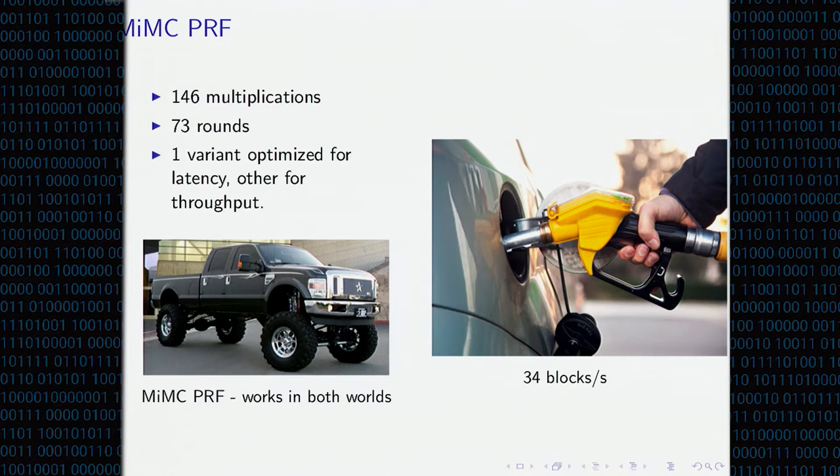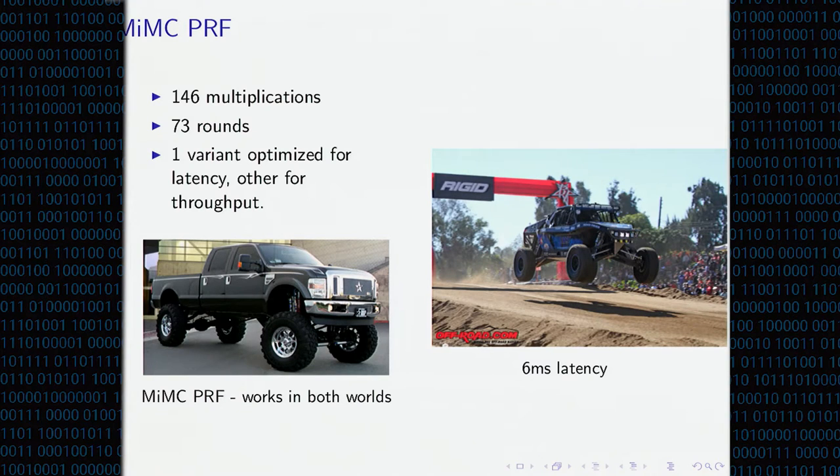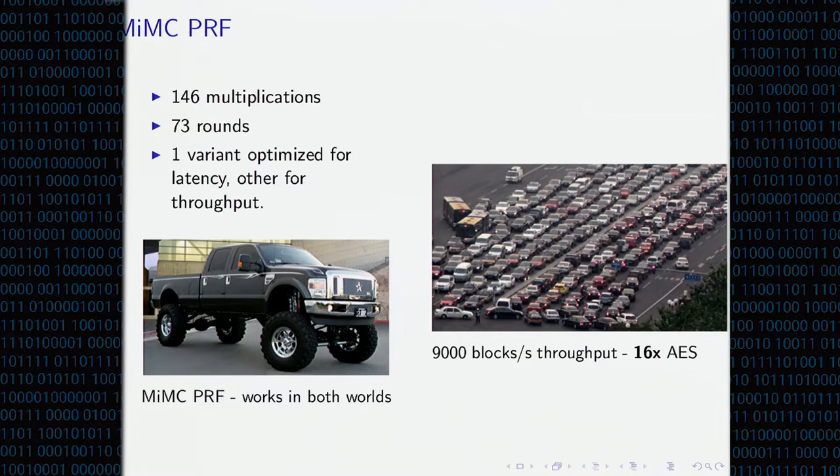So it's quite fast. We can generate 34 evaluations per second. The online phase is also quite fast. It has a 6 milliseconds latency, but the throughput is so much bigger than the AES. So it's 16 times bigger than the AES.